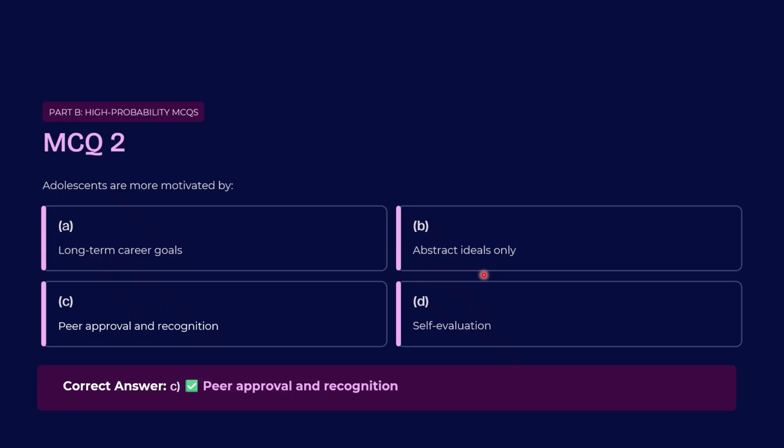The next is self-evaluation. Self-evaluation develops gradually. However, adolescents still depend heavily on feedback from parents, teachers, and peers. Therefore, peer recognition is a stronger motivation.